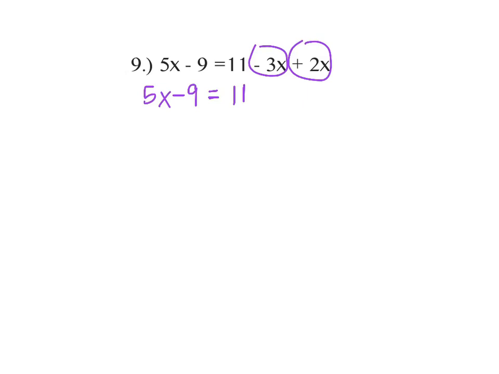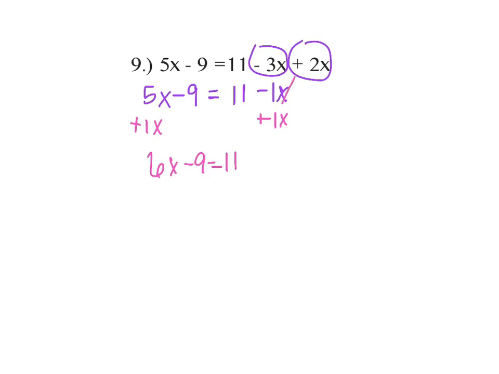A negative 3x and a positive 2x is going to give me a negative x, or you can also put that 1, a negative 1x. So automatically I know there's going to be one solution because my coefficients are different. The smaller value is this negative 1, so I'm going to add 1x to both sides. 5x plus 1x is 6x. Bring down the minus 9 equals 11.